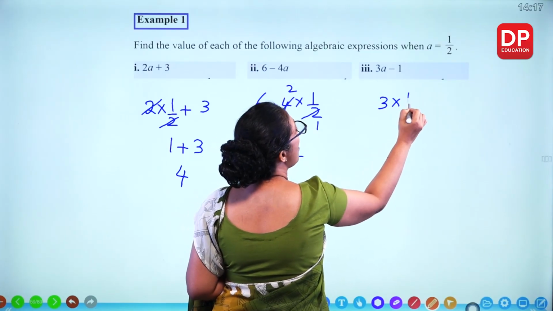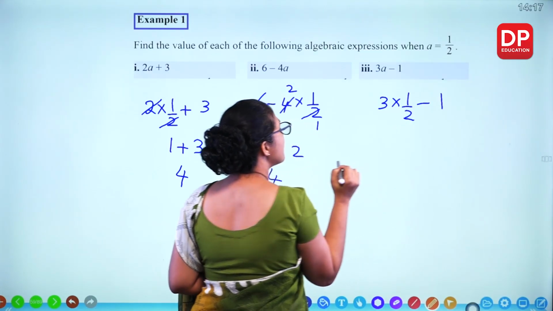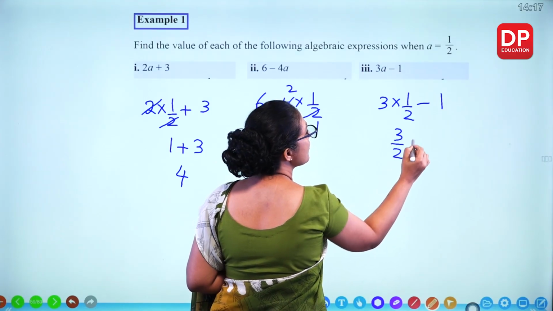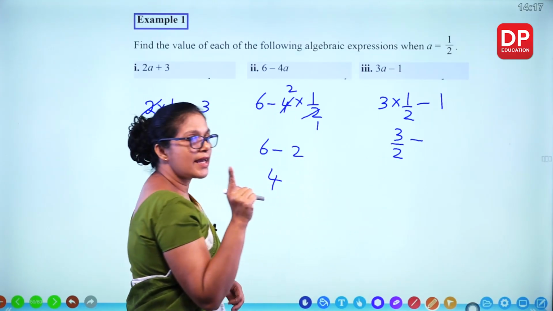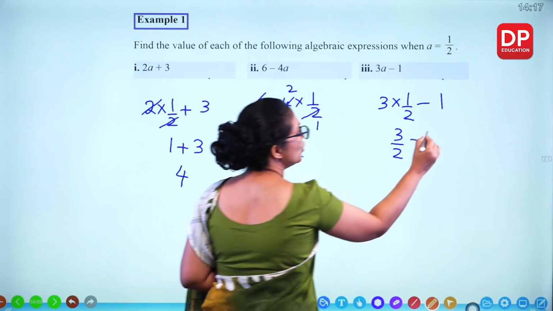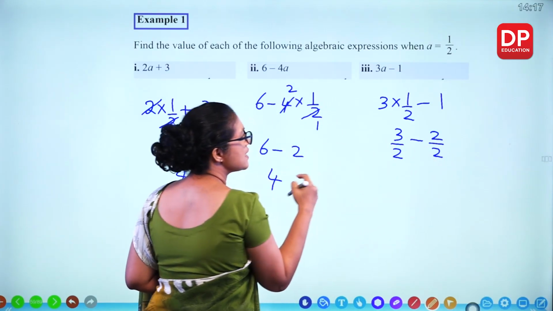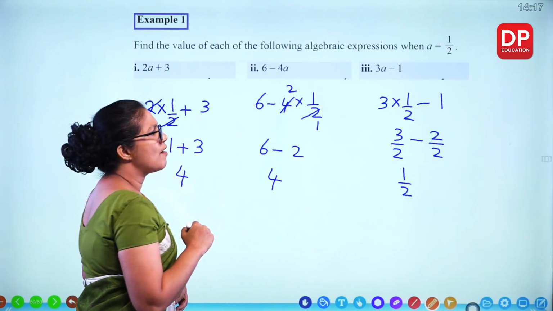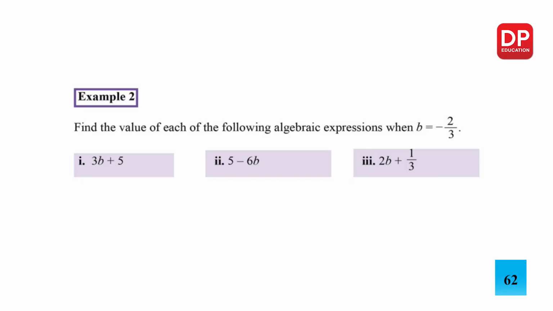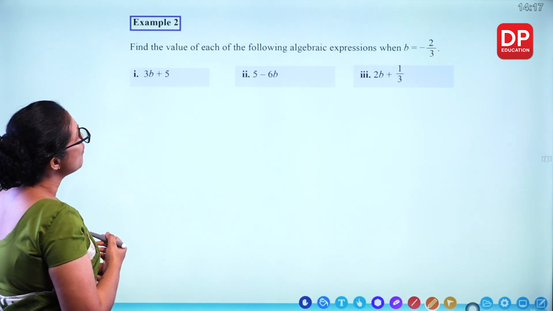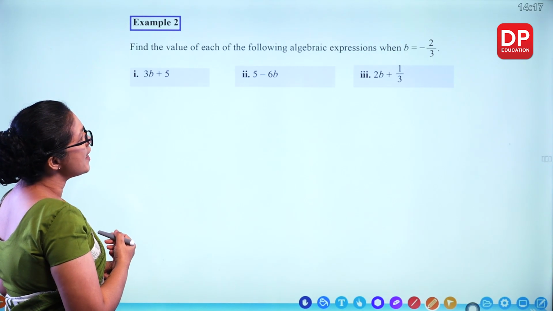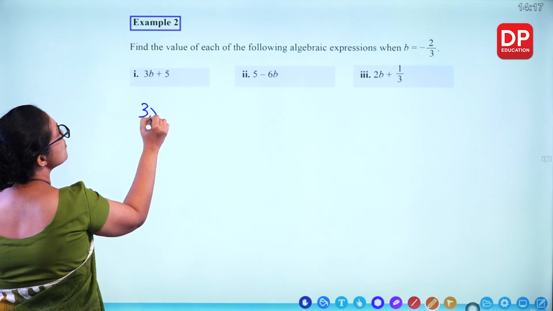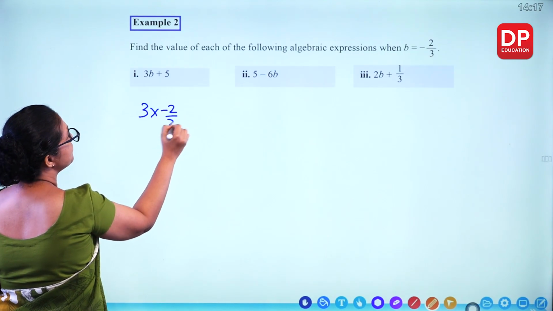3 times half minus 1. So you get 3 over 2 minus 1. I can write 2 over 2. So what's the answer? 3 minus 2, 1. So the answer is half. Example number 2. Find the value of each of the following algebraic expressions when b equals minus 2/3. Substitute minus 2/3.